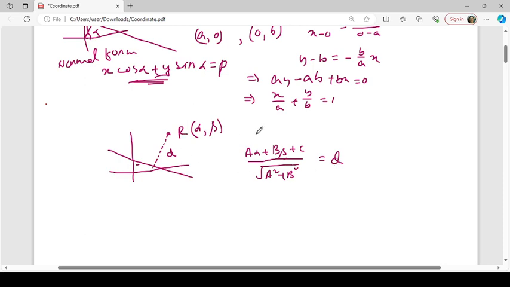So this is the distance of r to the line ax plus by plus c equal to 0.